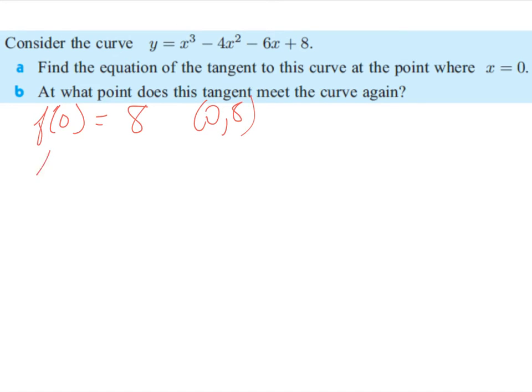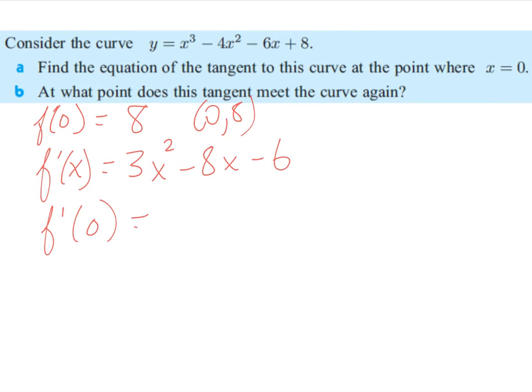Now we have to find the derivative, which is 3x squared minus 8x minus 6. Using our derivative rule, then we're going to find the derivative at 0, and we end up with negative 6 because all of those x's will end up going away.